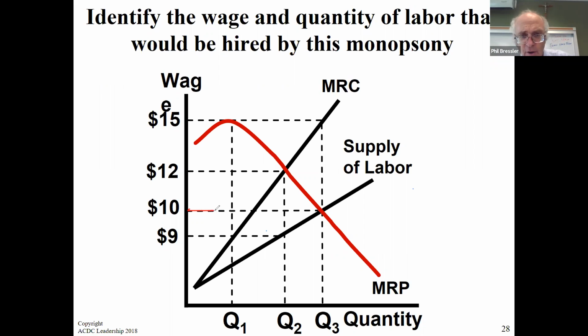If I draw the 10 over until it hits the MRP, what happened to quantity with this new minimum wage? The quantity of workers increased. And the reason is because you got more people willing to work at that higher wage and the firm needed them. Monopsony is like the only market where a binding minimum wage increases the number of workers.